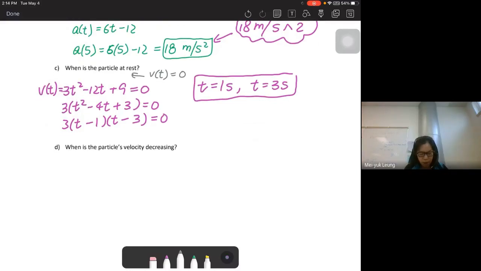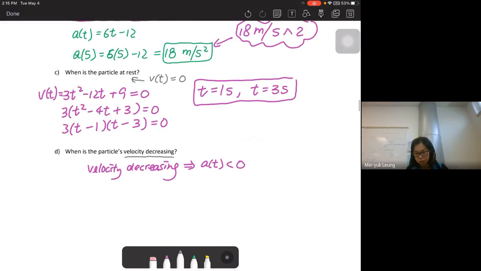All right. So how about the time when the particle's velocity is decreasing? So this one, you think about when the velocity is decreasing, that means the acceleration is negative. Am I right? So velocity decreasing. Okay. When the acceleration is negative. So now you have the direction, what to look for. You need to look for when the acceleration is negative.